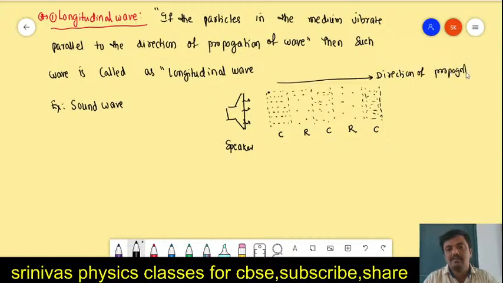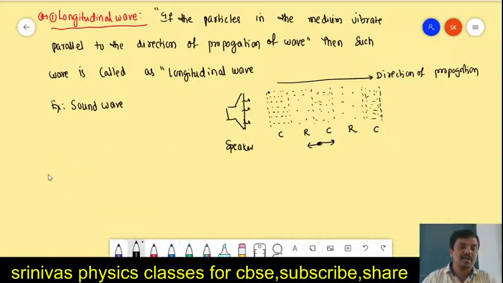And how are the particles vibrating? The particles are moving forward and coming backward. Their vibrational direction is parallel to the direction of propagation of the wave. The particle vibrates at its own position and transfers the energy to the next particle. The next particle vibrates at its own location and transfers the energy to the next particle. Like this, during the propagation of the wave, transmission of energy takes place, not of particles, right? The particles vibrate, and their vibrational direction is parallel to the direction of propagation of the wave.